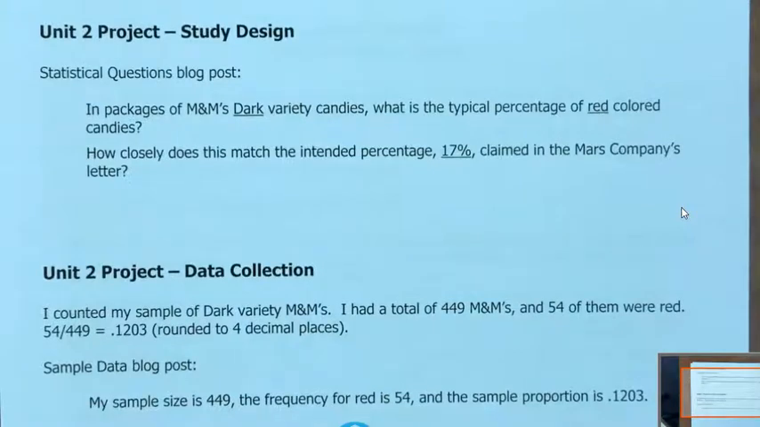In this one, you got to choose the variety and the color of M&Ms that you were going to study, and then write your statistical questions and post them in your blog. So I decided to choose the dark variety candies, and my color that I chose was red. Here are my two statistical questions.